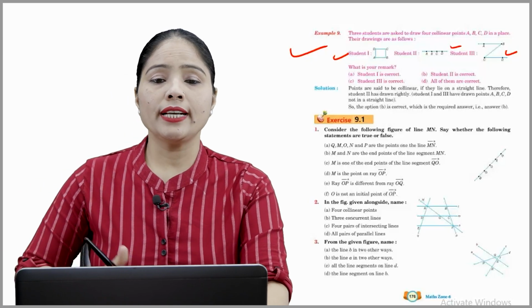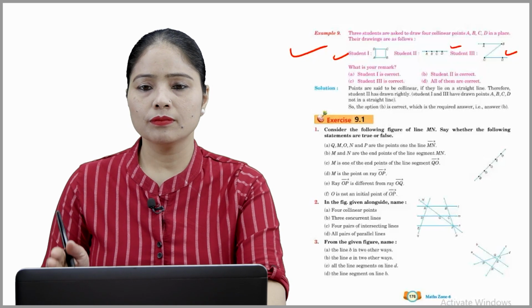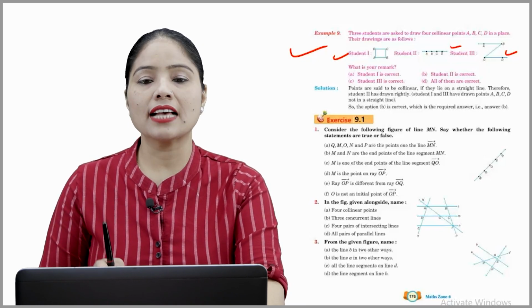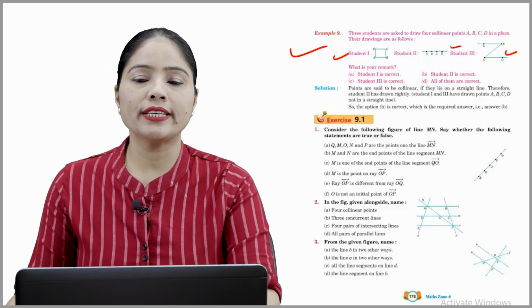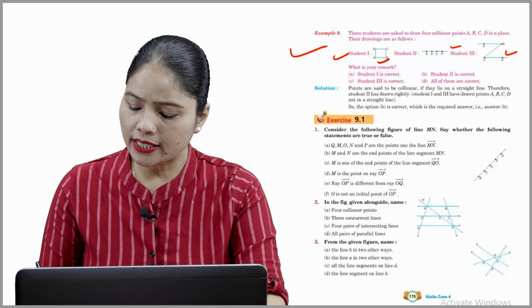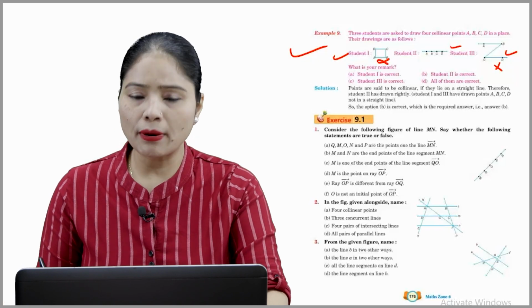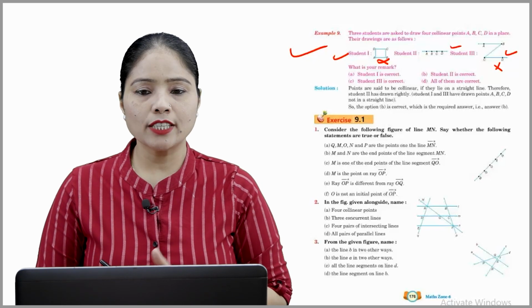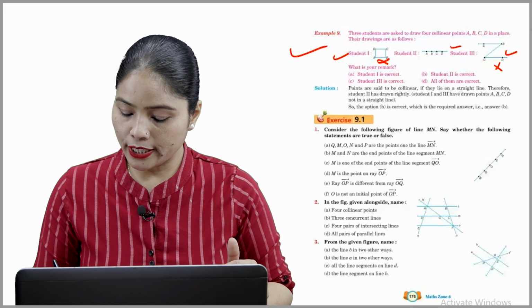Solution. Points are said to be collinear if they lie on a straight line. Therefore, student second has drawn rightly. Student 1 and 3 have drawn points A, B, C, D not in a straight line. ये हमारा straight line पे नहीं दिखा रहा और ये भी हमारा straight line पे नहीं है. So ये हमारे collinear points नहीं हैं. So the option B is correct, which is the required answer. I hope you understood well, beta.